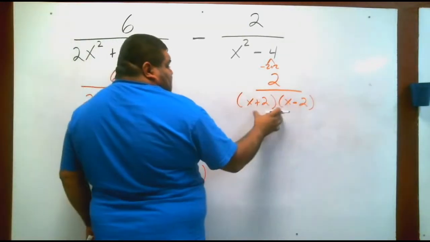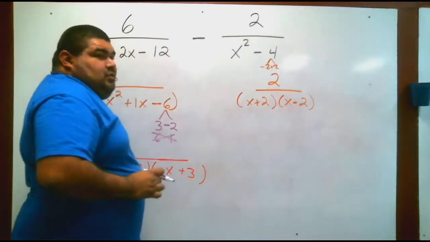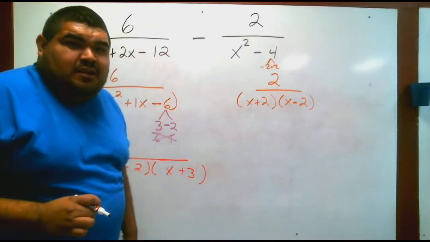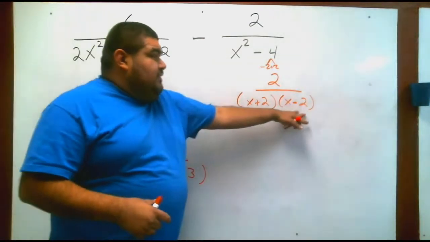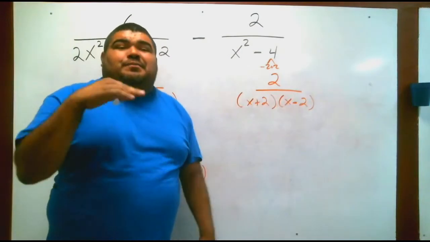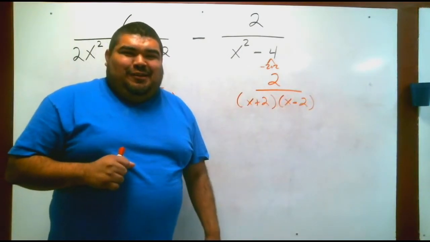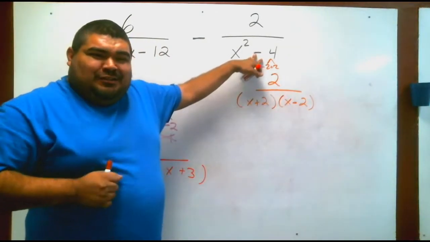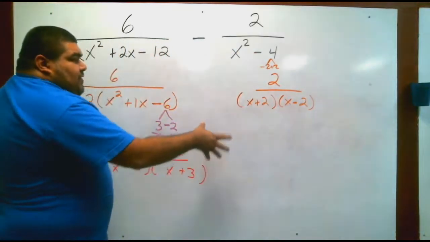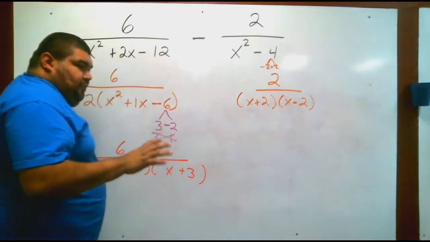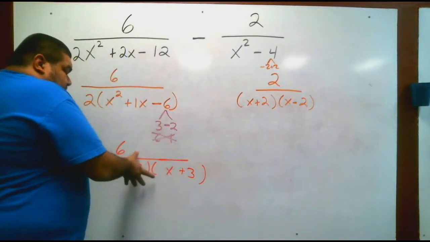Because if you FOIL this, it goes back to x squared minus 4. If you're not sure, go ahead, pause the video, FOIL it, see if you get that, and then go back to the video. But I will assure you, it gives you x squared minus 4. All right, now that we have it in its prime form, we have both denominators factored.